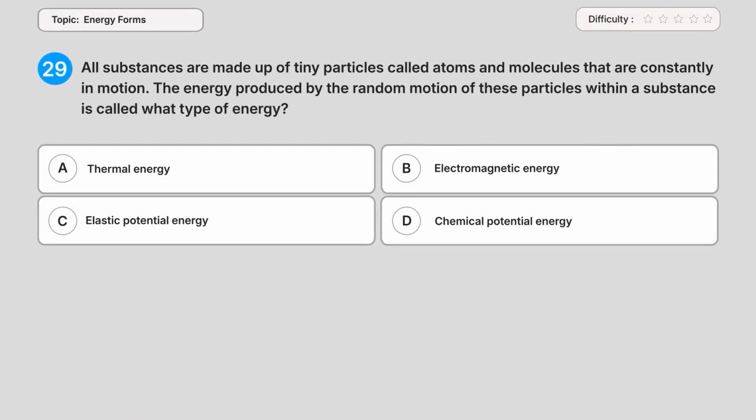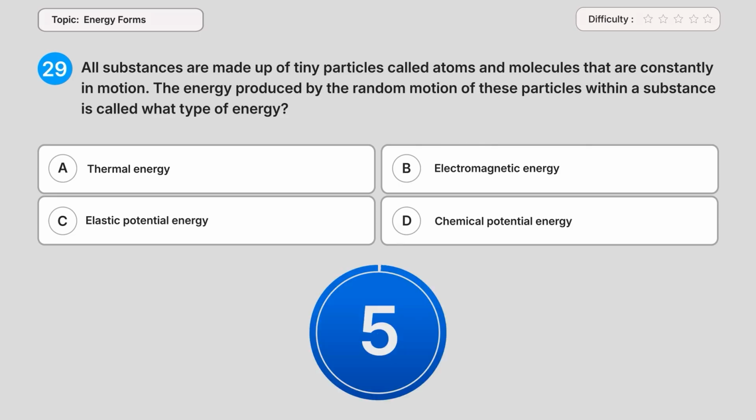29. All substances are made up of tiny particles called atoms and molecules that are constantly in motion. The energy produced by the random motion of these particles within a substance is called what type of energy? A. Thermal energy. B. Electromagnetic energy. C. Elastic potential energy. D. Chemical potential energy. Do you know the answer?